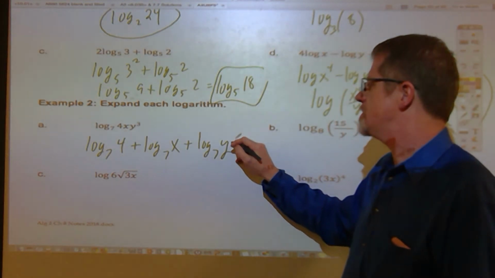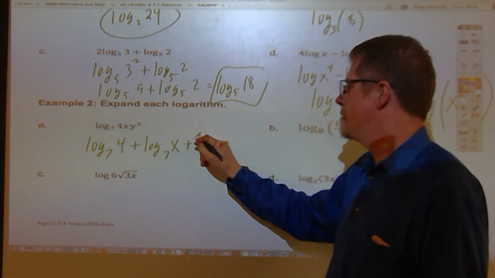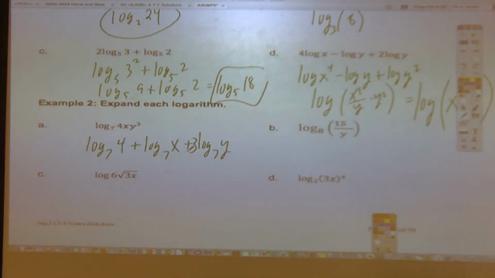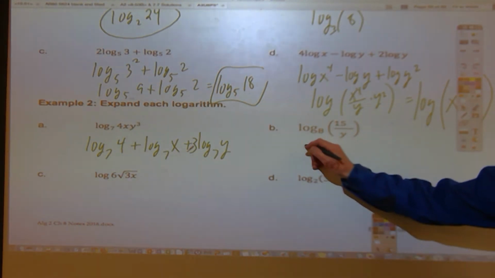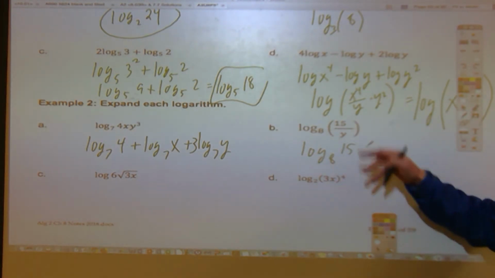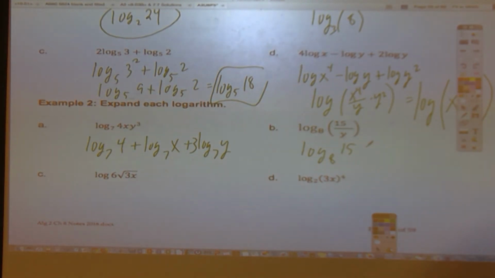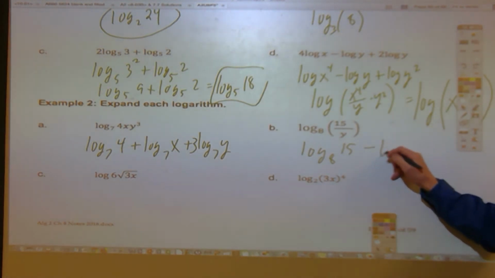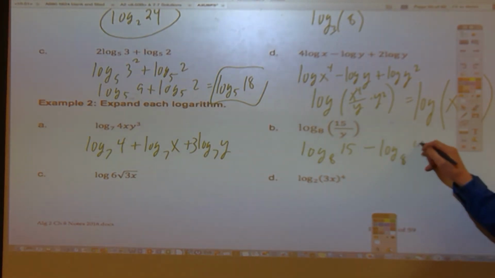But the 3 comes down front to become 3 log base 7 of y. Here we have the log of a quotient, which is the difference of the logs. So because you're dividing, using divide subtract, the exponents go log base 8 of 15 minus log base 8 of y.